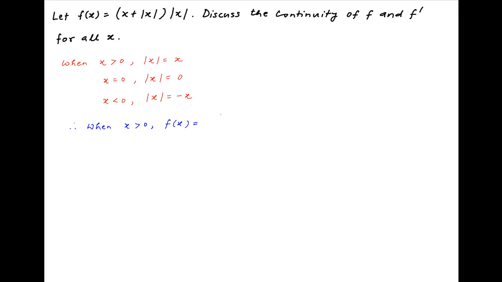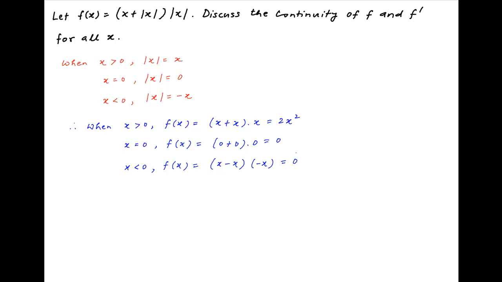when x is positive, f(x) is equal to (x plus x) times x, which is equal to 2x squared. When x is equal to 0, f(x) is equal to 0 as well. And finally, when x is negative, f(x) is equal to (x minus x) multiplied by minus x, which is 0. Now f(x) is continuous for all x except potentially for x equal to 0.